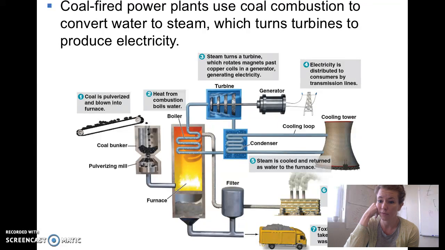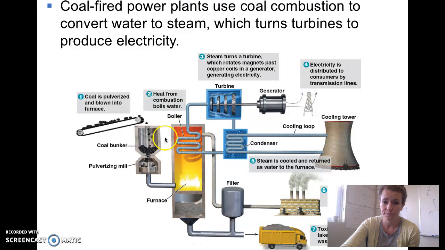If there's a factory that is using coal as its fuel, it uses coal combustion to turn water to steam, which turns turbines to produce electricity. So what happens here is coal is pulverized, broken up into pieces, and blown into a furnace. Heat from combustion boils water, so we light the coal on fire and it burns. It's like charcoal if you ever have a barbecue.